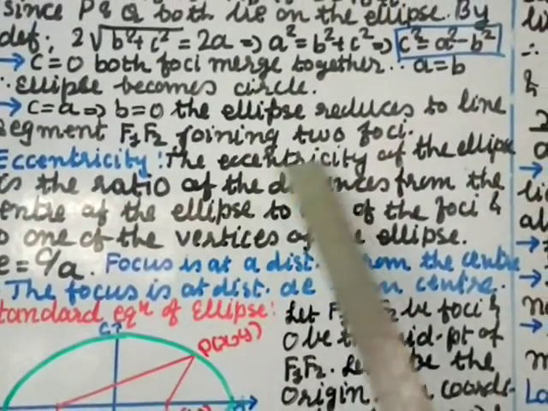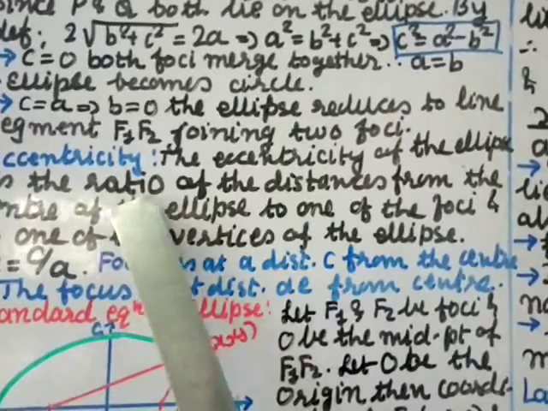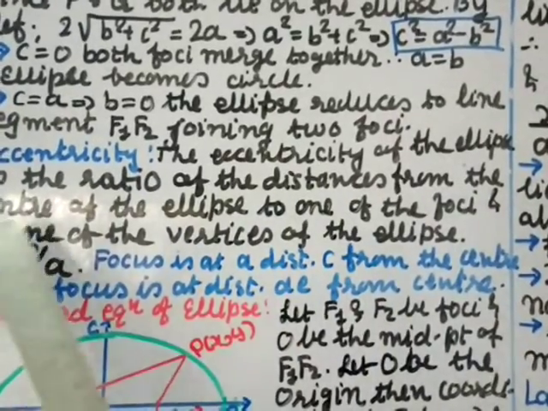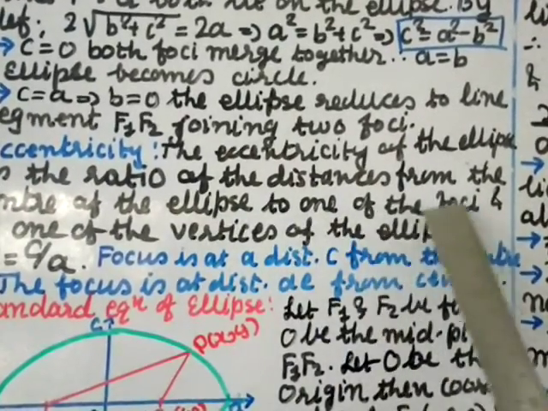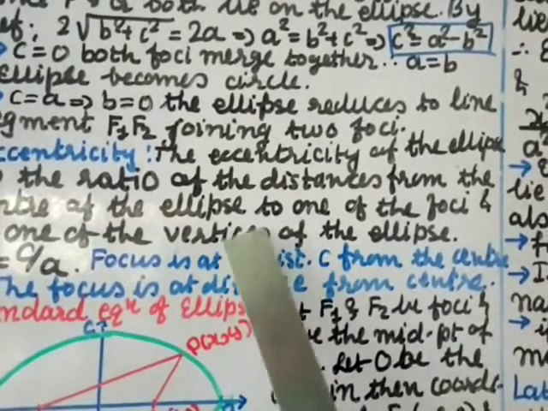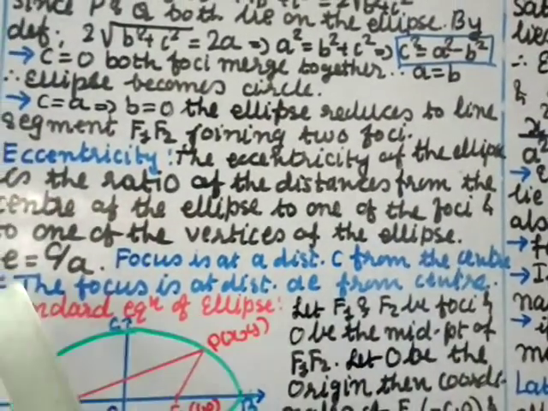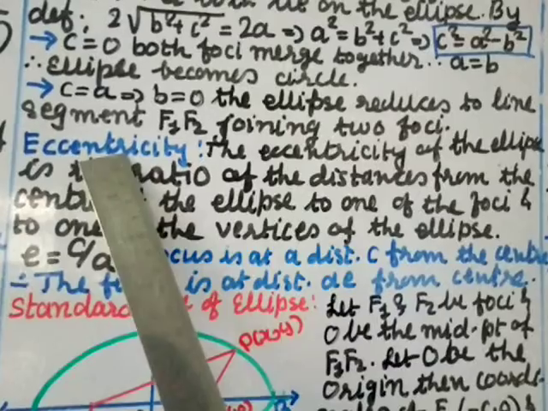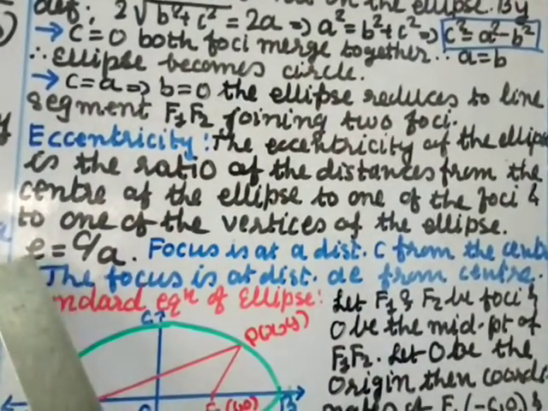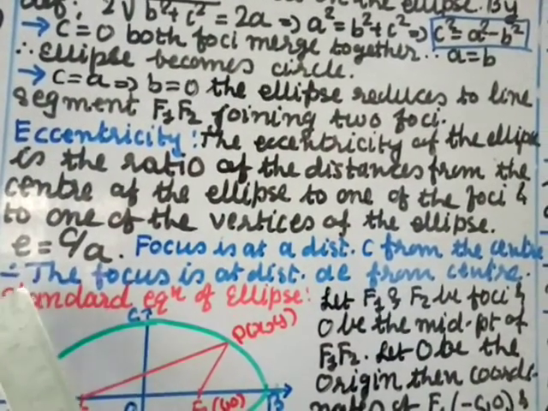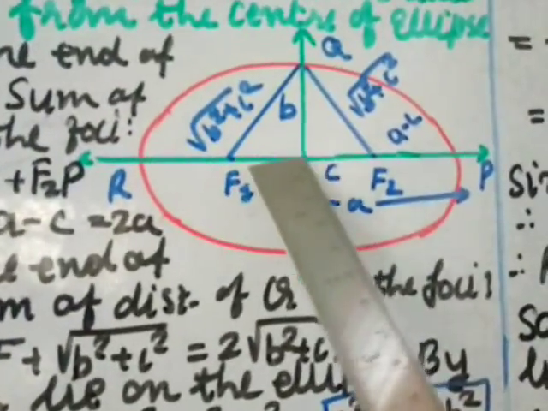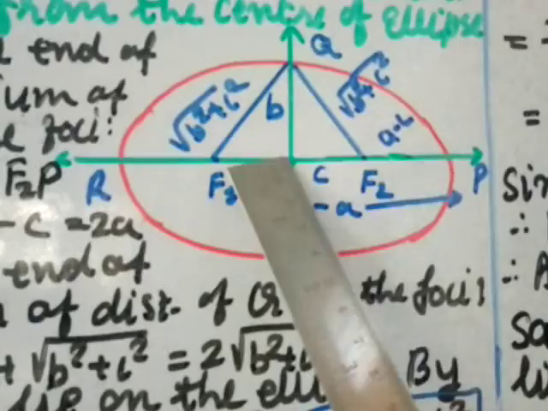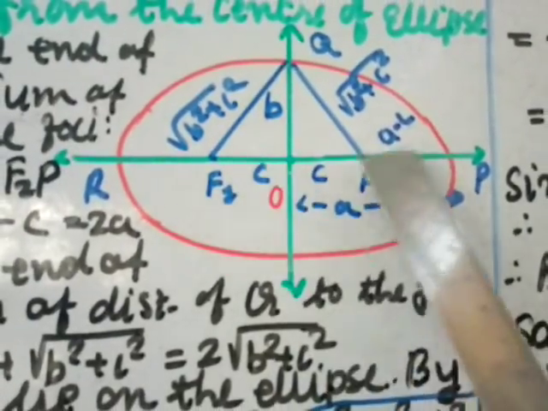Eccentricity. The eccentricity of the ellipse is the ratio of the distances from the center of the ellipse to one of the foci and to one of the vertices of the ellipse. We denote eccentricity by E. It is a ratio of the distance from the center to one of the foci. If you take this focus, suppose F2, and this is the center, this distance is C.